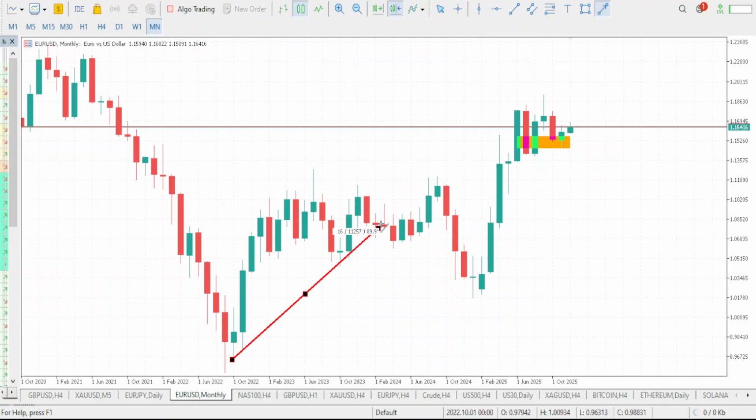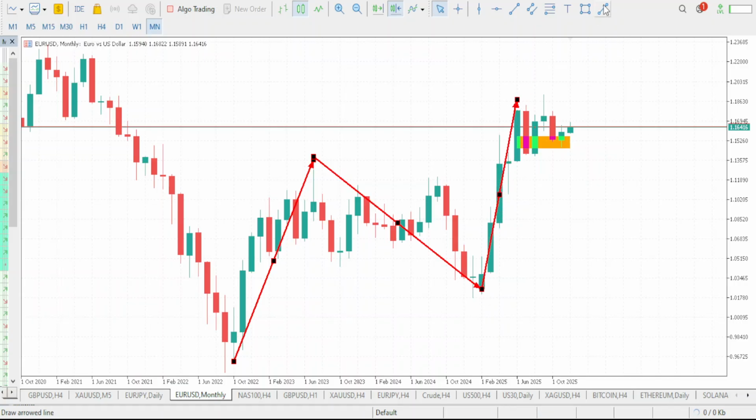So like we said, first high, our first higher low, higher high, higher low. Now we are anticipating a new higher high. So position traders, this is the best time for you to open a buy.